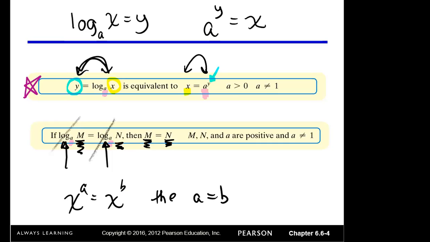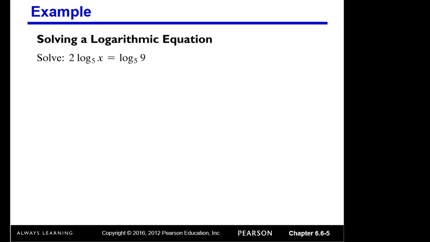All right, so you just drop the logs. So here's their first example. Solve this one. I see I have 2 times log base 5 of x equals log base 5 of 9. I got a log equals a log, which means I can drop the logs. However, you cannot drop them until, see this guy right here? Since he is multiplied onto the log, we have to first move him back to his exponential spot.